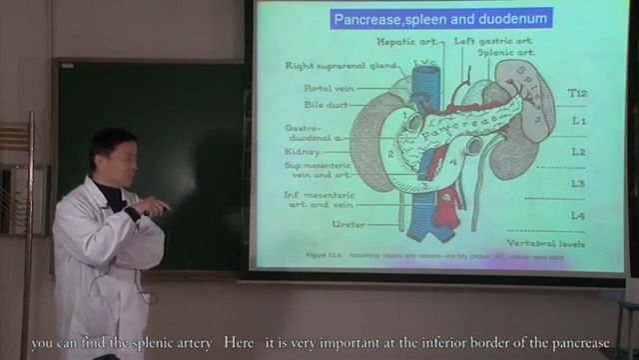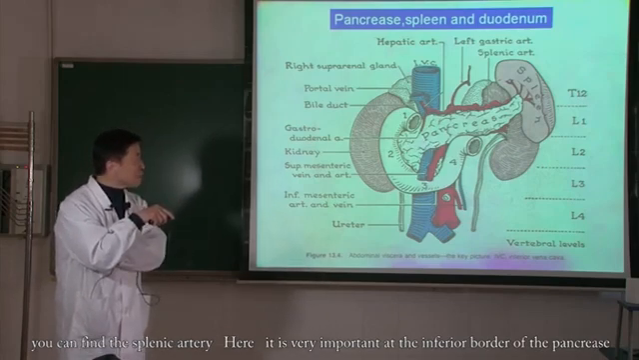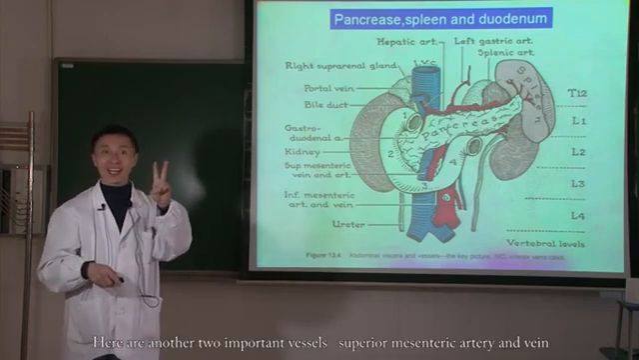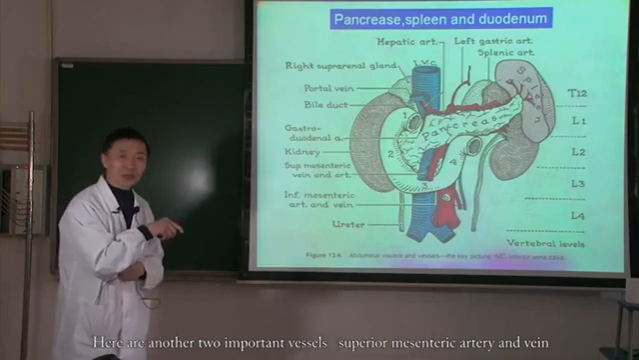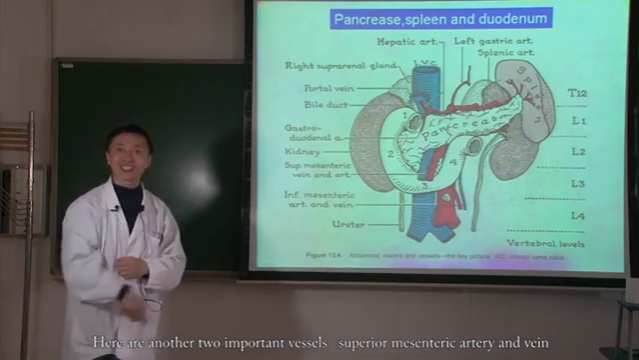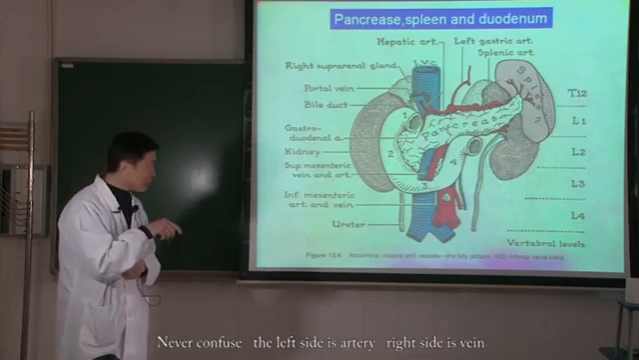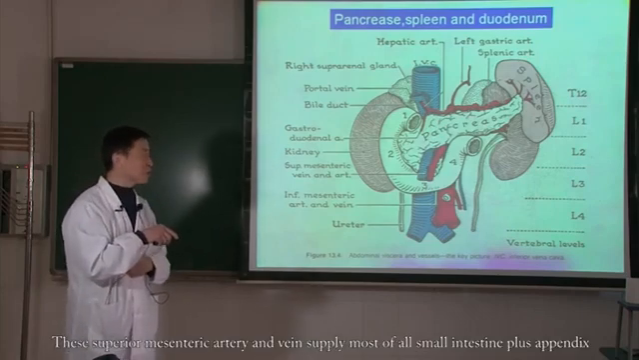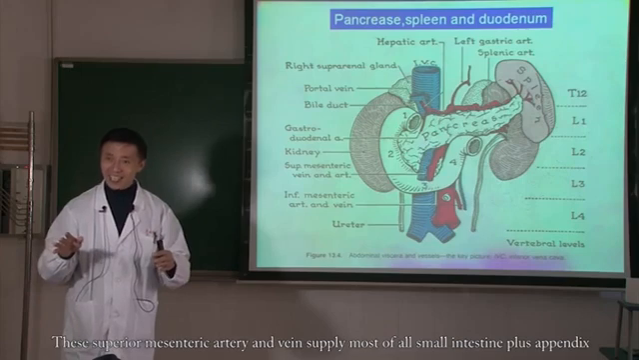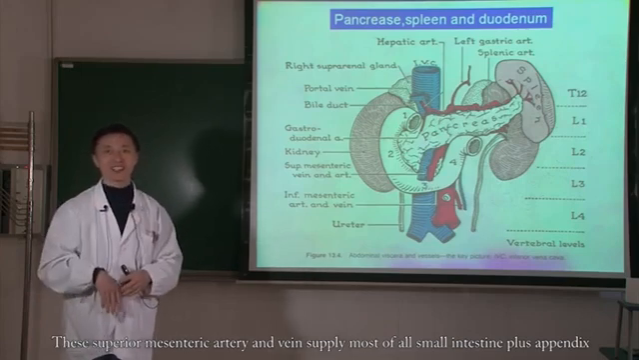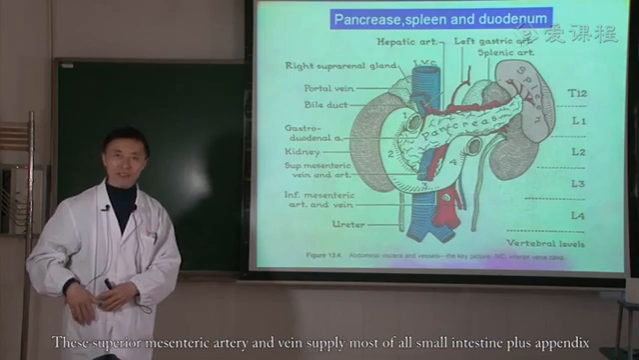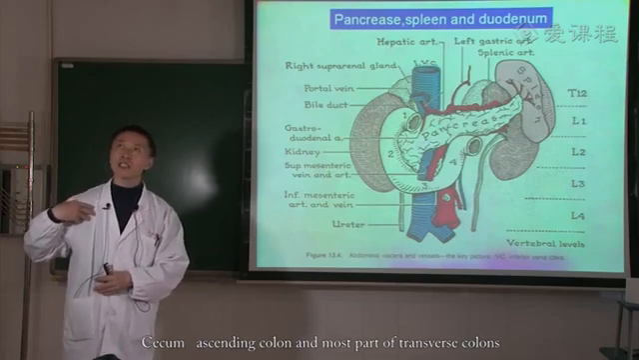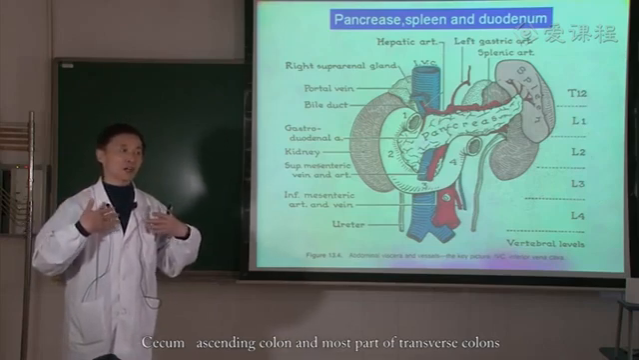Here is very important. At the inferior border of the pancreas, there are another two larger important vessels: the superior mesenteric artery and vein. Never confuse: the left side is the artery, the right side is the vein. The superior mesenteric artery and vein supply almost all the small intestine, plus the appendix, colon, cecum, ascending colon, and most parts of the transverse colon.